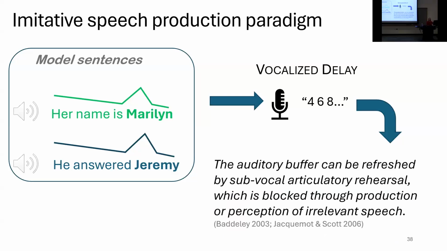The idea here is that information in the auditory working memory will spontaneously decay within a few seconds, but it can be refreshed and maintained for longer intervals by a process of internal subvocal articulatory rehearsal. We all do this, right? Someone tells you their phone number, and in your head you're saying it without saying it. So we don't want that to happen. Subvocal rehearsal is suppressed through the production or perception of irrelevant speech, degrading the memory for recently heard words and their serial order.